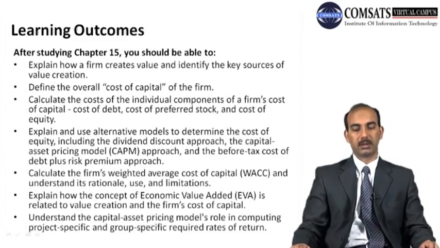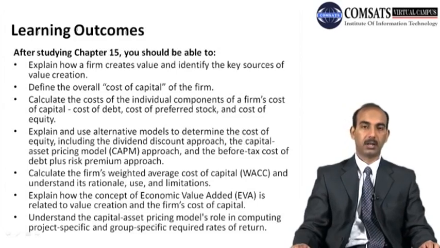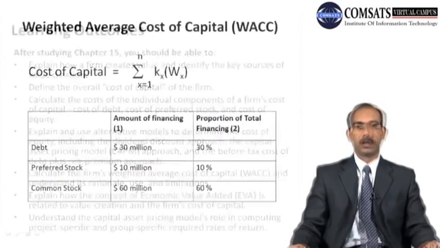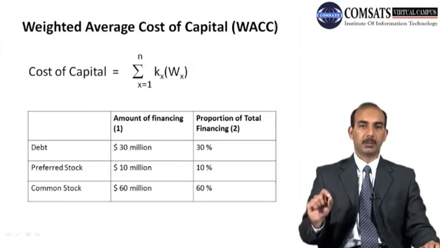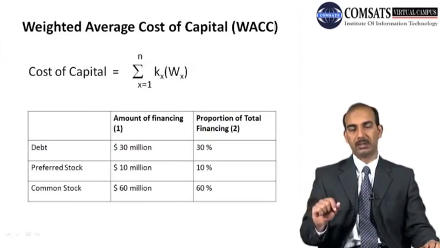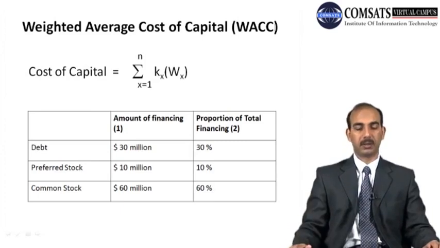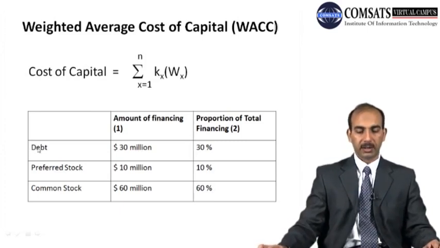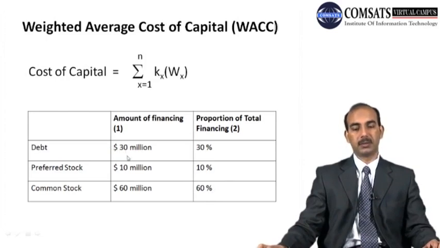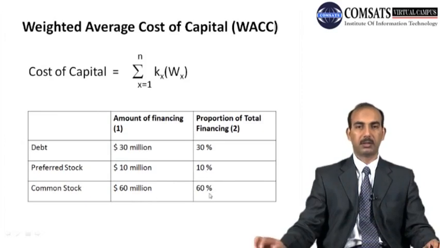And you will be able to understand the capital asset pricing model's role in computing project specific and group specific rates of return. Let me first remind you of the concept of weight in total financing from the different sources of financing. For example, if you look at this table, the debt in the total capital structure of the firm is $30 million, preferred stock is $10 million, and common stock is $60 million. Out of the total capital, the debt is 30%, preferred stock is 10%, and the common stock is 60%.